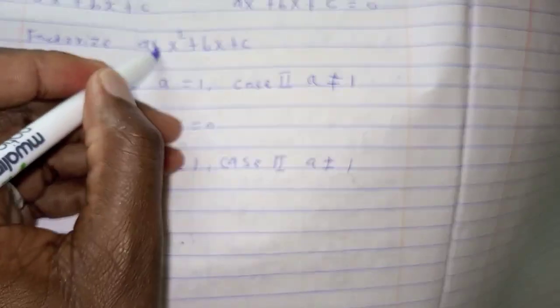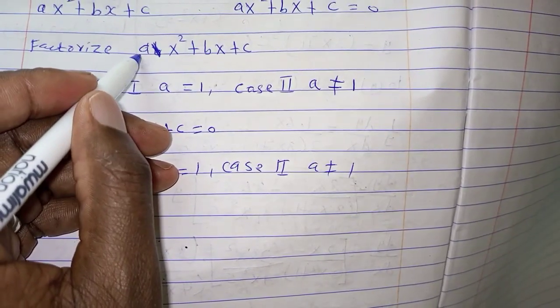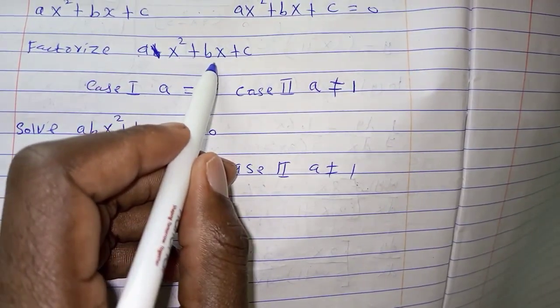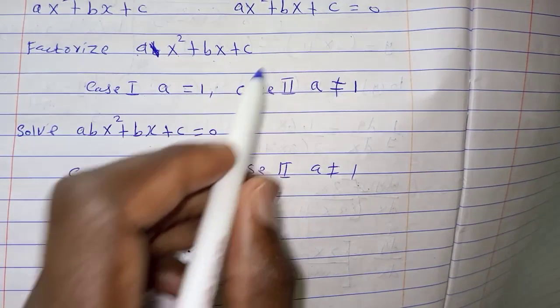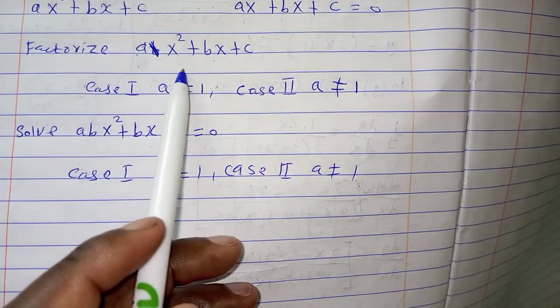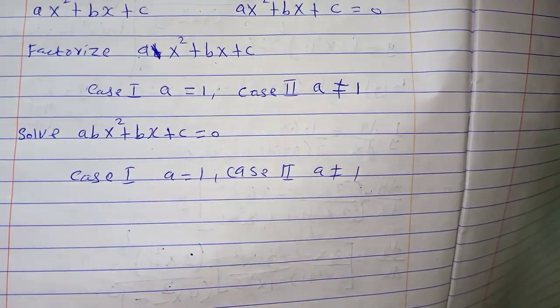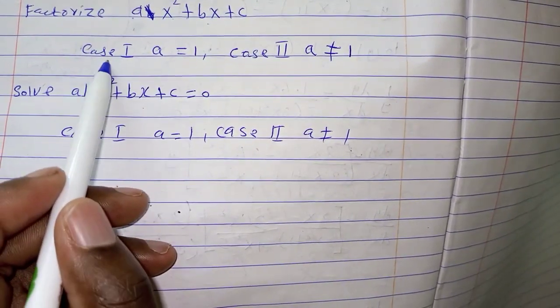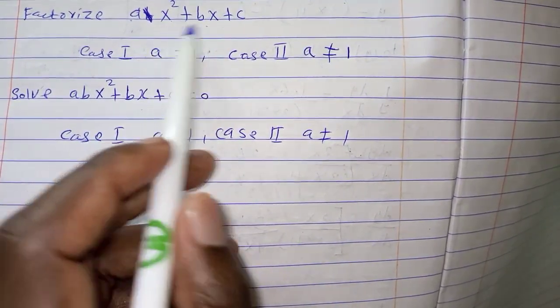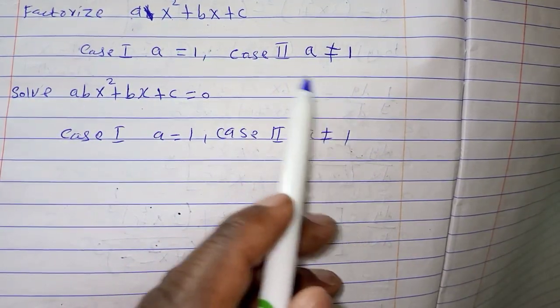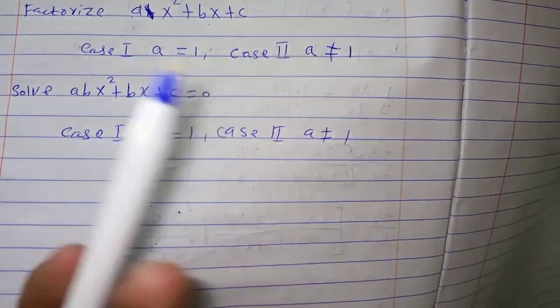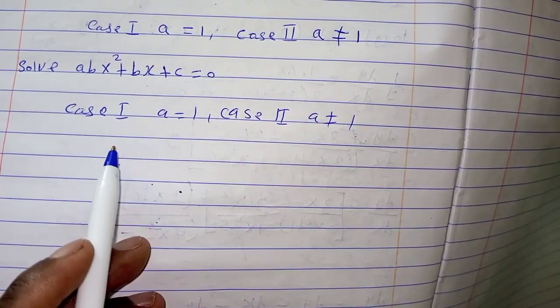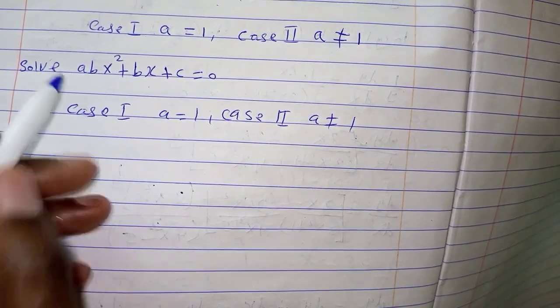This is ax squared plus bx plus c, whereby a, b, and c are constants. We are going to look at two cases. Case 1 is whereby a is equal to 1, and case 2, a is not equal to 1, a is greater than 1. Also, we are going to solve the quadratic equation of this form.